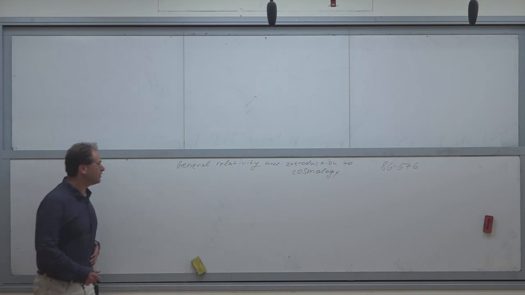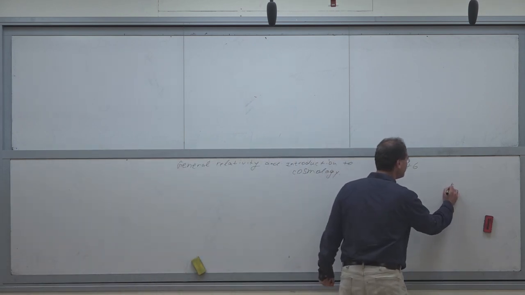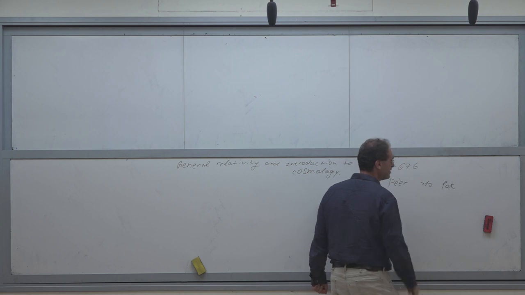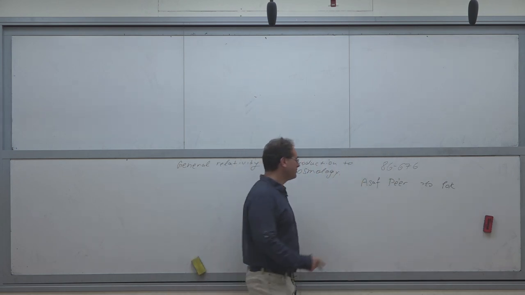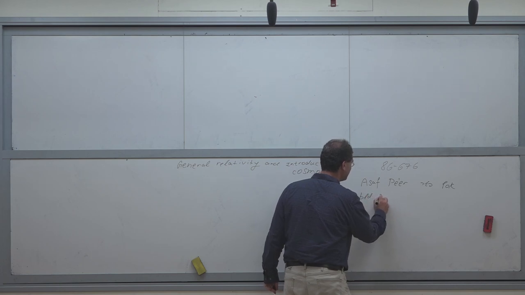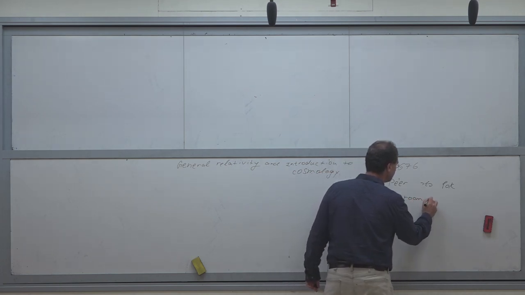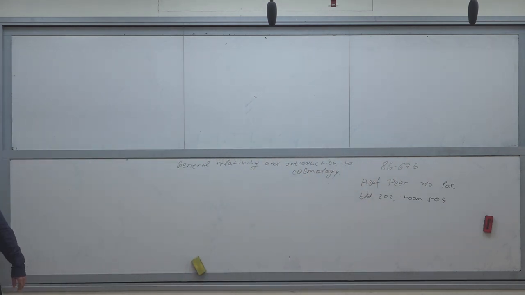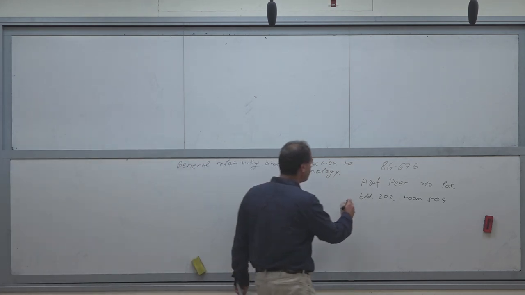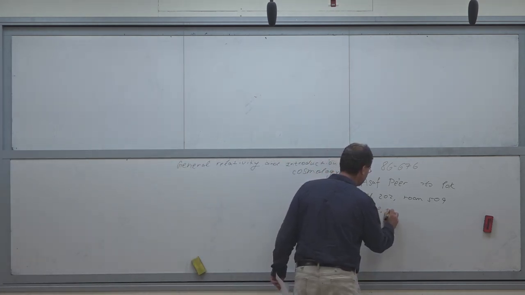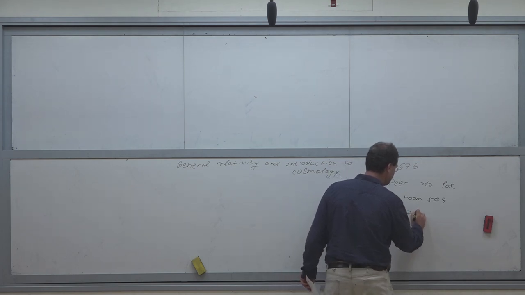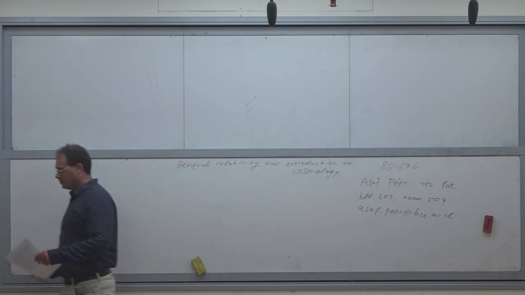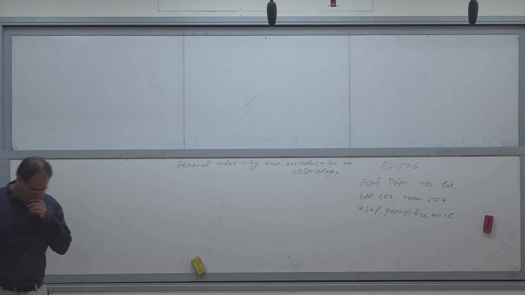So first of all, me, I'm Asaf Fael. My office is here, building 202, room 509. And my email is self.bear@biu. This is a course in general relativity.